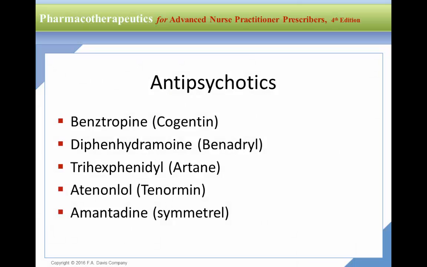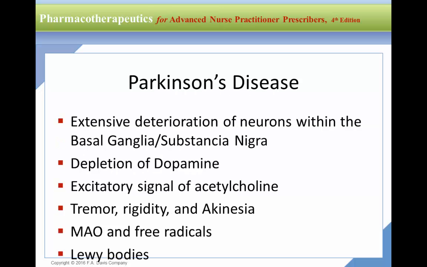Now, for antipsychotic medications that cause major side effects, as I mentioned, you could use Cogentin and Benadryl for the symptoms of EPS, as well as atenolol for the tachycardic effects. You could use as well amantadine for the dopamine blocking effect and pseudoparkinson disease.